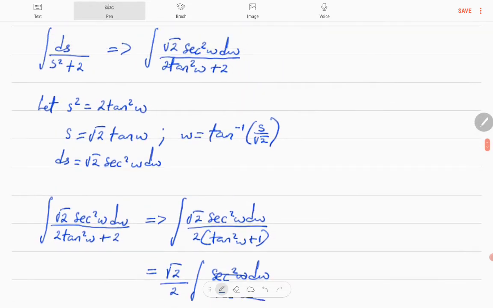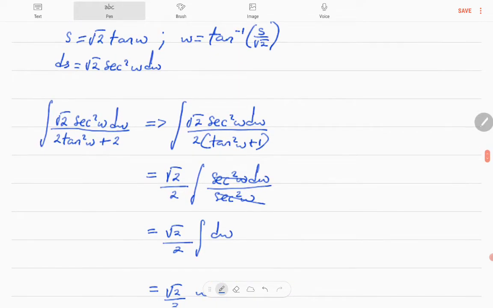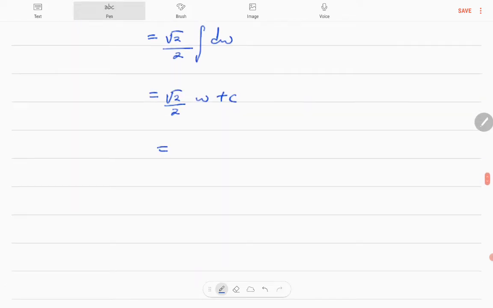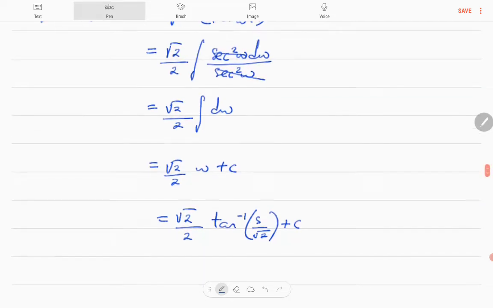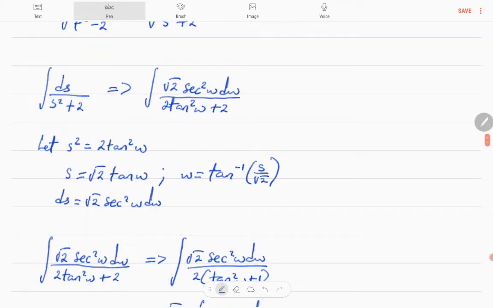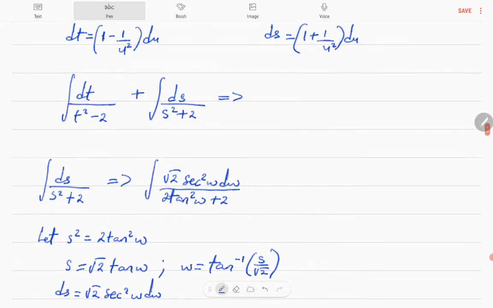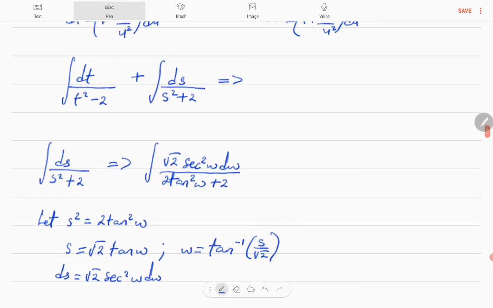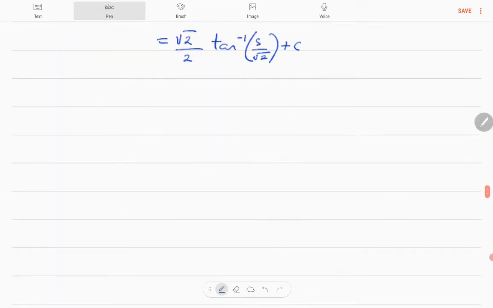And from here we have our w as tan inverse of s divided by root 2. So we are going to have root 2 divided by 2 tan inverse of s divided by root 2 plus c. So we've been able to integrate ds divided by s squared plus 2. Now for the second, we have integral of dt divided by t squared minus 2.